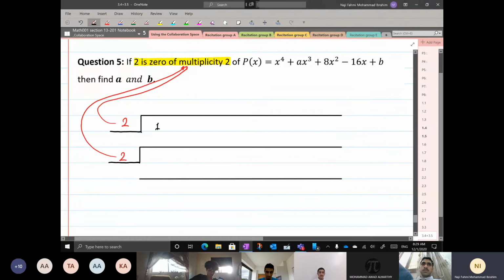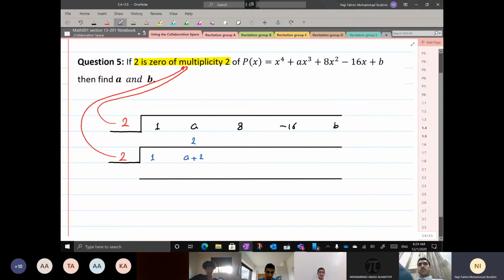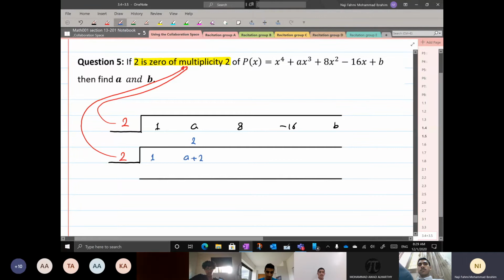We have 1, then A, then 8, then -16, and at the end we have B. Let's start with the first one. 1, we have 2. How can I add A and 2? A plus 2. Then multiply A plus 2 by 2. We have 2A plus 4. Add, I'll have 2A plus what? 12. Multiply 2A plus 12 by 2.